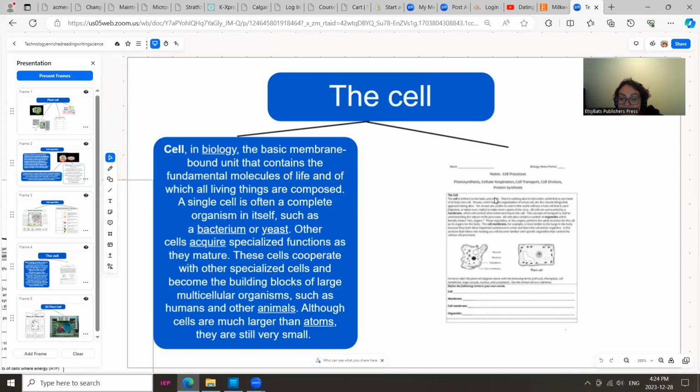Notes: cell processes: photosynthesis, cellular respiration, cell transport, cell division, protein synthesis. This, as well as the two earlier mentioned nuclear-bound organelles, will be covered and explored in depth the next class.